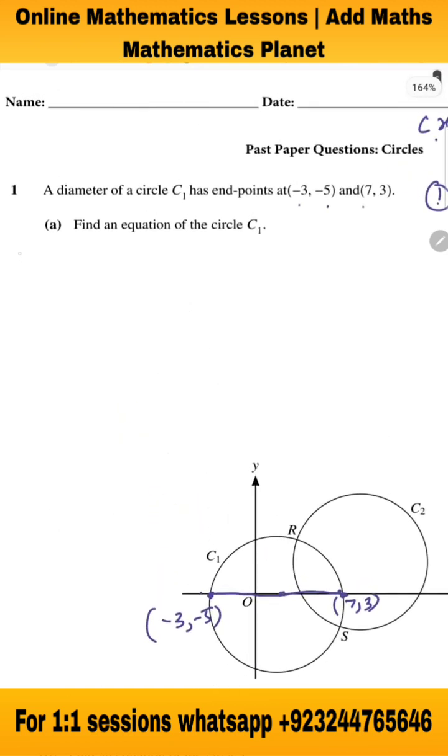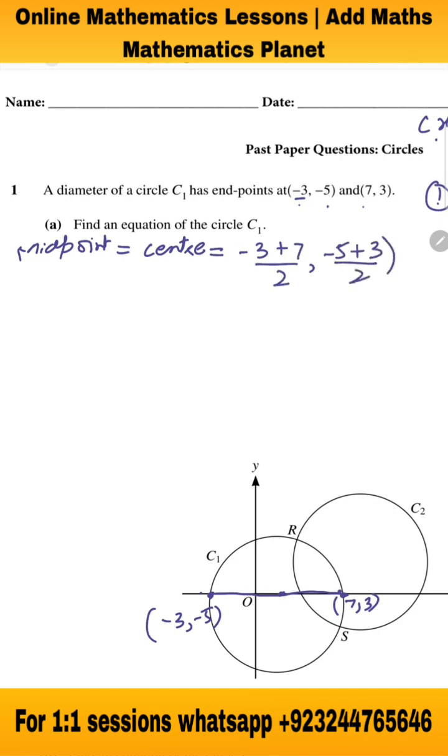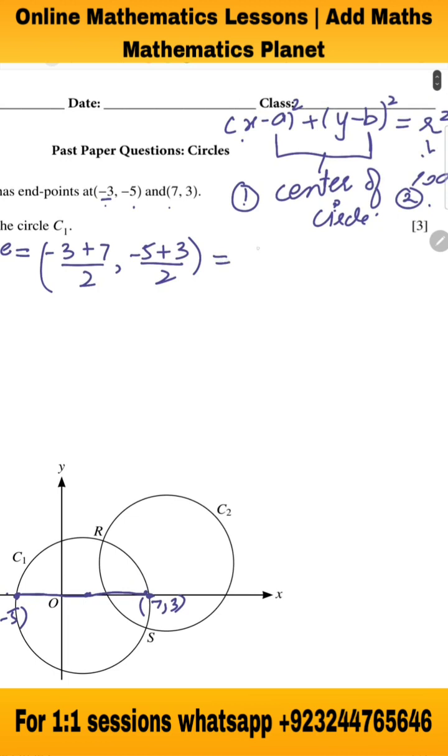So let's calculate the midpoint. The midpoint, which is the center of the circle, will be equal to (-3 plus 7) divided by 2, and (-5 plus 3) divided by 2, which will give us 4 by 2 and -2 by 2, which is equal to 2 and -1. So this is the center of the circle.